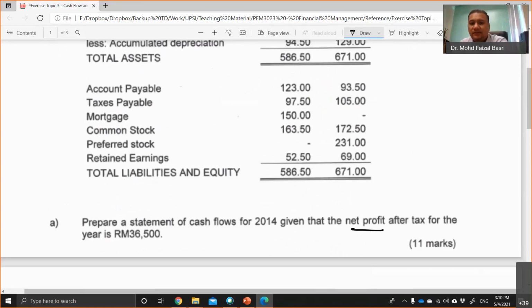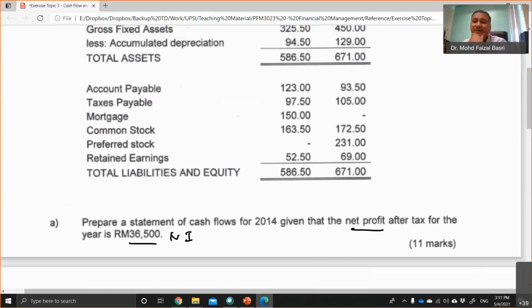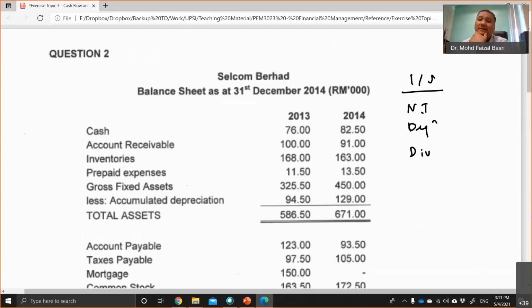Okay. So for net income for this question, they give you these values. So this is your net income. Okay, net income is given. But we don't have the depreciation and the dividend directly. It's not given directly to you. So you need to find it by yourself. So if the income statement is not given to you directly, how do we find this information?